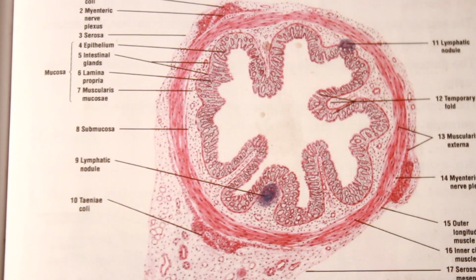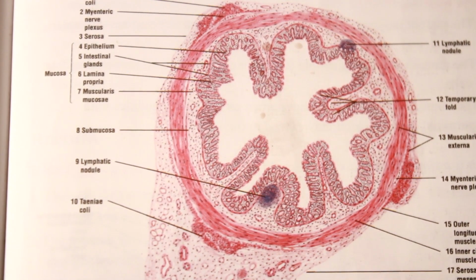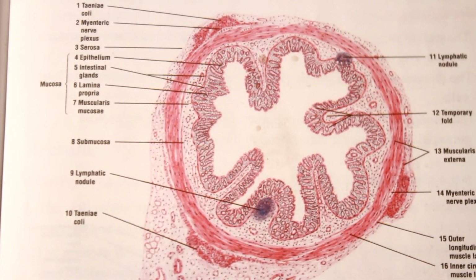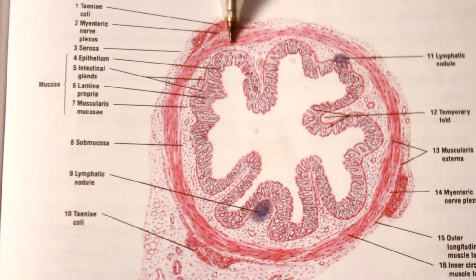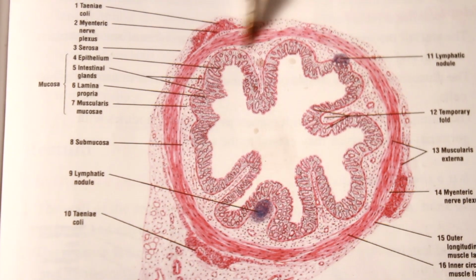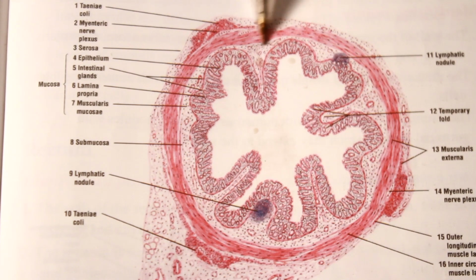This figure shows the histological structure of the large intestine. It is composed of 4 layers from outside inward: the serosa, then muscularis externa, then submucosa, and then mucosa. The mucosa is composed of lining epithelium, lamina propria, and muscularis interna.